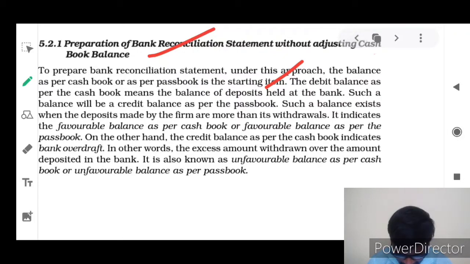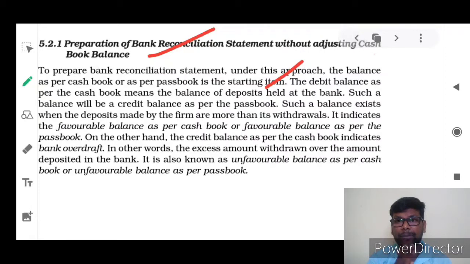Starting item. The debit balance as per the cash book means the balance of deposits held at the bank. Such a balance will be credit balance as per the passbook. See, I told you already, I taught you in our previous video, our debit balance of cash book and credit balance of passbook is same.